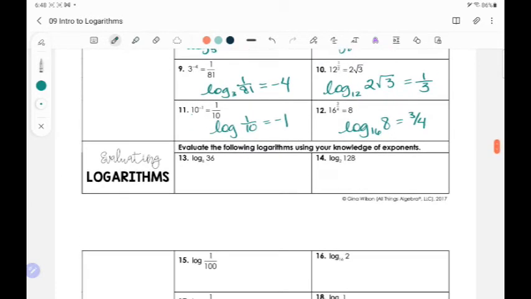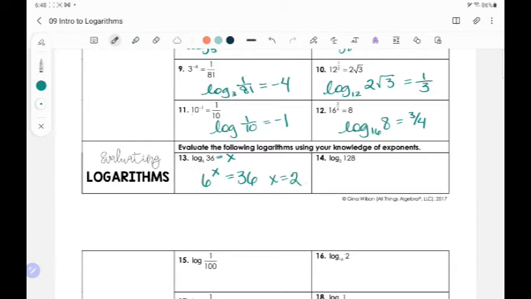Very good. Now what's the next thing? Evaluate the logarithm using your knowledge of exponents. So this time they didn't give us all the parts, so we need to find the missing part. In this case, log base 6 of 36 equals x, and we need to know what x is. So if we rewrite it, it's a base of 6 to the power of x equals 36. This is a simple enough one. 6 to what power equals 36?